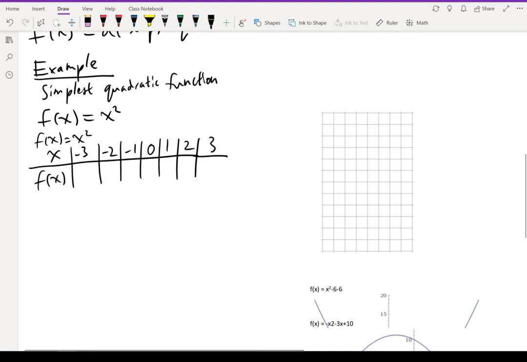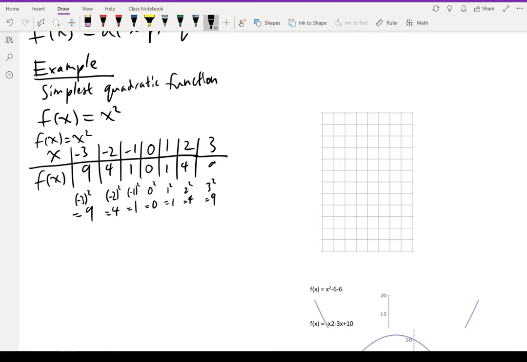If I plug in -3 into our function, this will be -3 whole squared, which is equal to 9. So I'm going to put in 9 here. This will be -2 whole squared, which will be 4. And then this will be -1 whole squared, which will be just 1. And then 0 squared is 0. And then we have 1 squared, which is 1. And then we have 2 squared, which is 4. And then we have 3 squared, which is also 9.